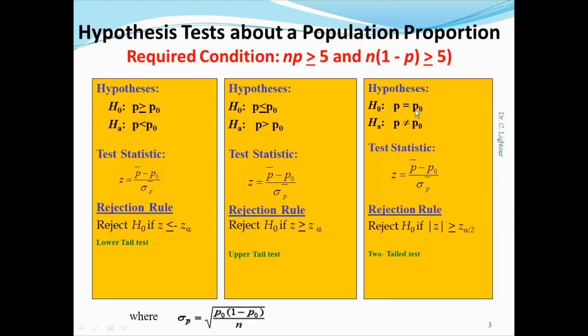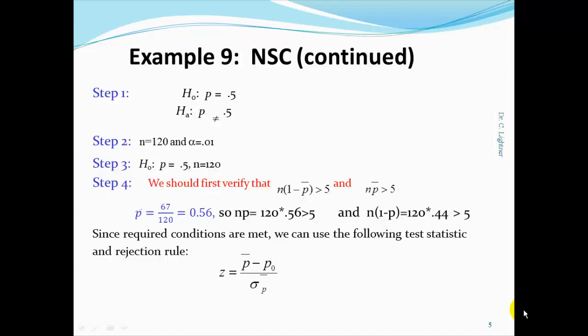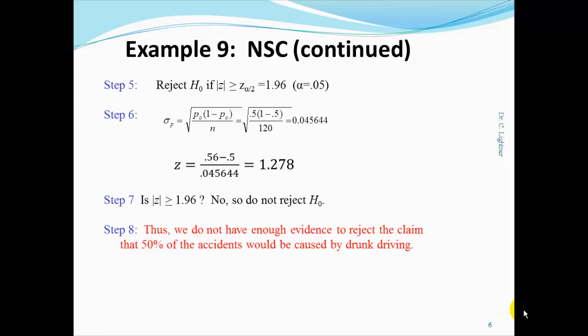The last box contains a null hypothesis that is similar to ours. Our null hypothesis is p equals 0.5. Therefore, we could write down the test statistic and the rejection rule from this box. In step 4, we list our test statistic. And in step 5, we list our rejection rule. For alpha equals 0.05, we should write our z alpha over 2 critical value, which is 1.96.